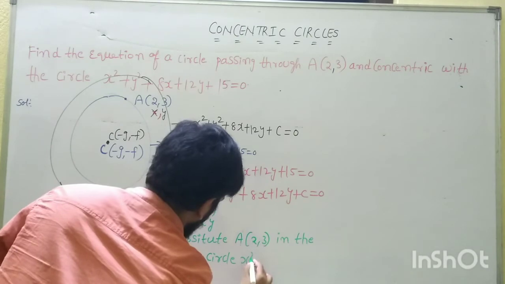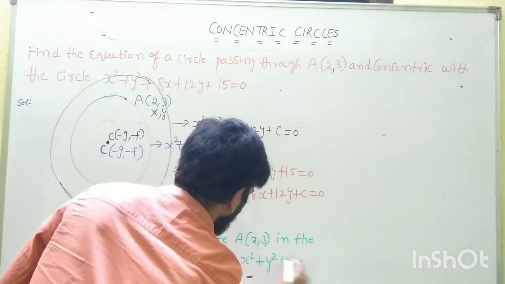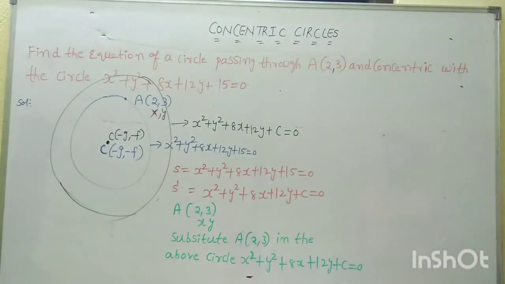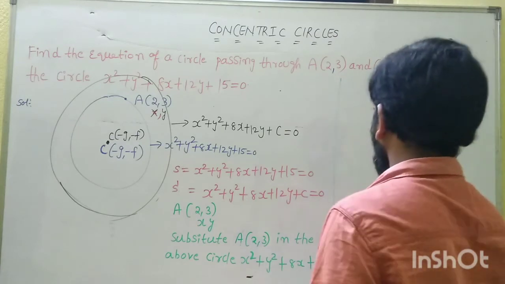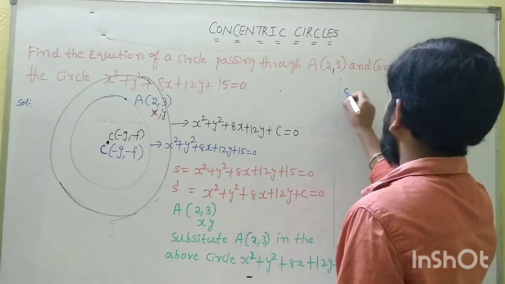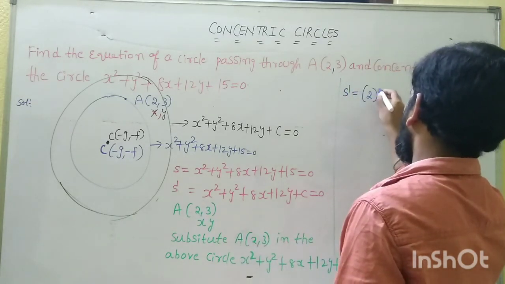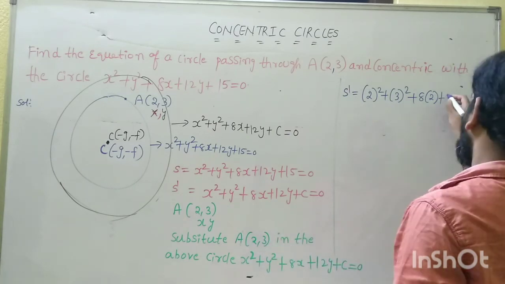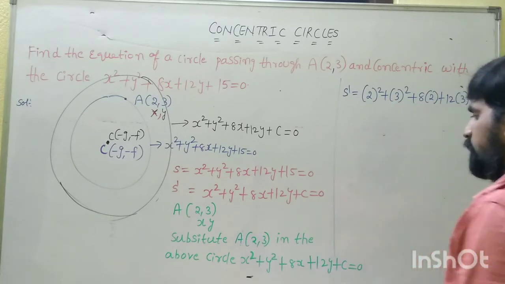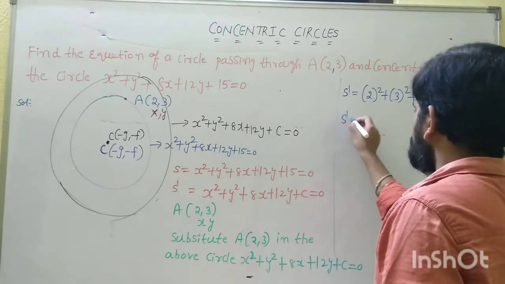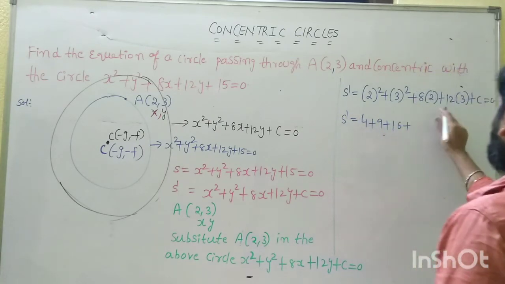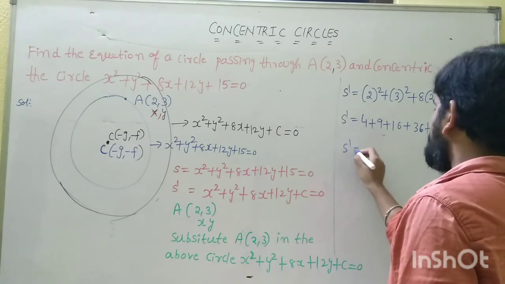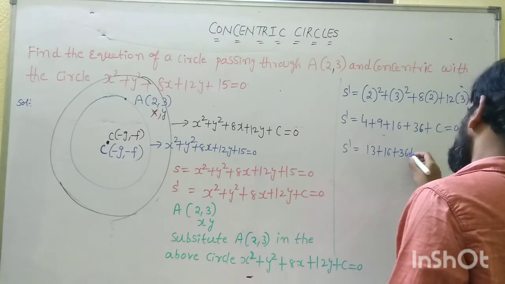That is x square plus y square plus 8x plus 12y plus c equals 0. So, now let's write it aside. S dash equals 2 square plus 3 square plus 8 into 2 plus 12 into 3 plus c equals 0. In this equation we need to substitute. S dash equals 4 plus 9 plus 16 plus 36 plus c equals 0.